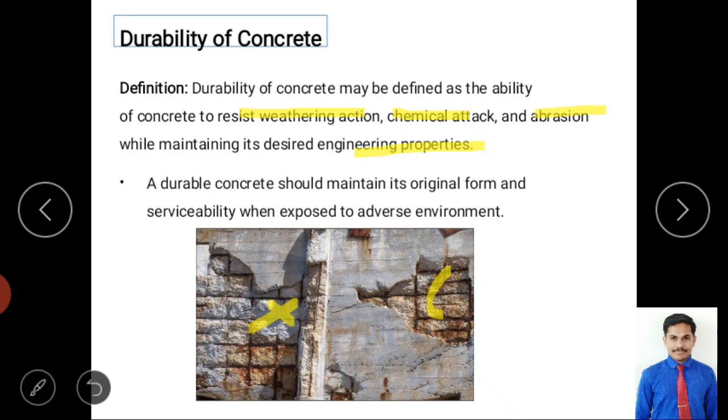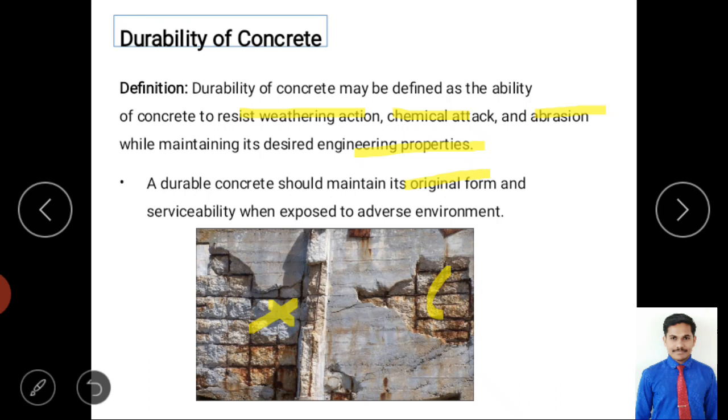So a durable concrete should maintain its original form and serviceability when exposed to adverse environment. So that is the requirement or purpose of durability. Durability tells us a concrete should maintain original condition, original size and shape, and serviceability. It has to give service when exposed to adverse environment, right?